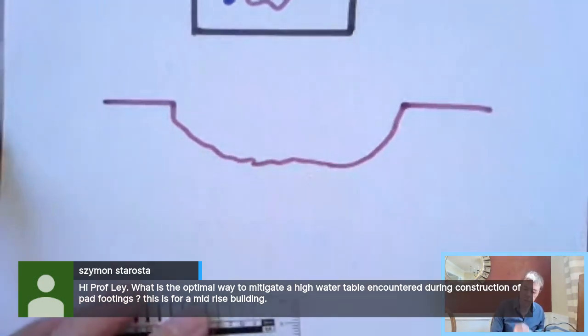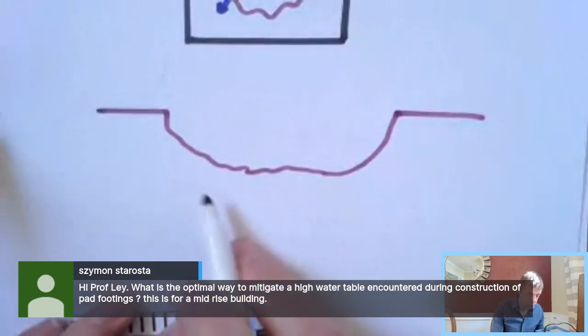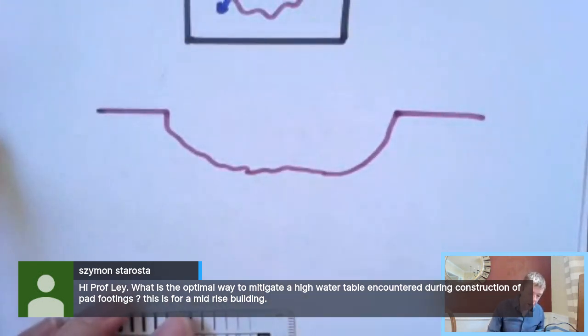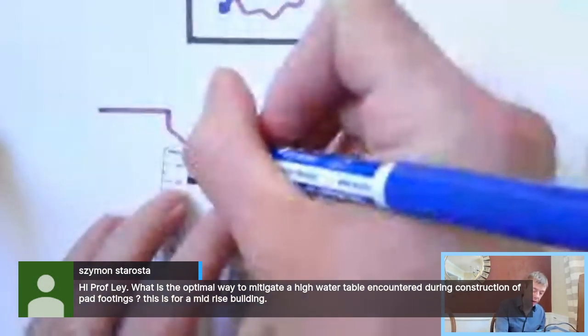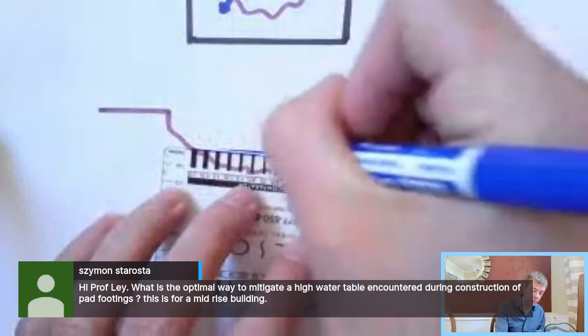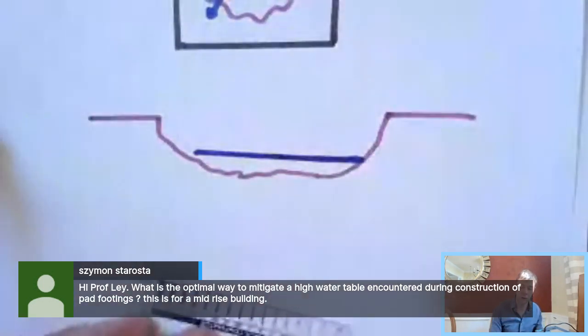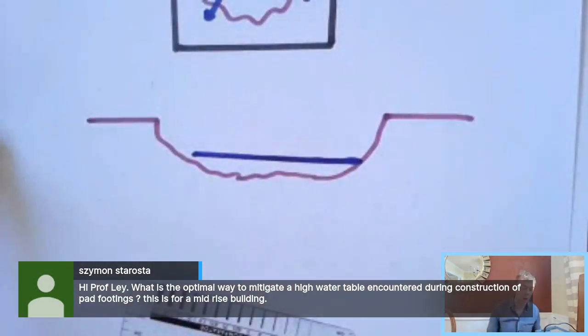He's saying, if you've dug down here and you encounter a water table, like you encounter water down here in the bottom of your ditch, where you were going to cast your beautiful concrete structure. Well, I can tell you what people do.